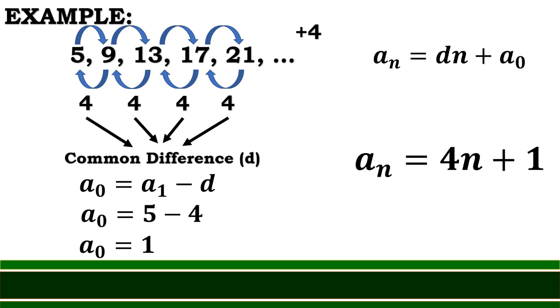Okay, let us try to check. Let's say we are looking for the third term. So if we are looking for the third term, it means the value of n is 3. So 4 times 3 is 12, plus 1 will give you 13. Okay.